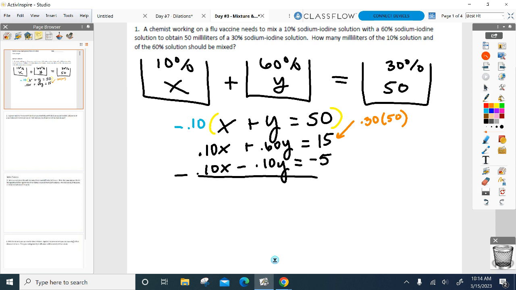All right, take your time again. The x's cancel. That's what we wanted. 0.6 minus 0.1 gives 0.5y, 0.50y equals 10. Keep going. And then I'll ask somebody how much of the solution you had.